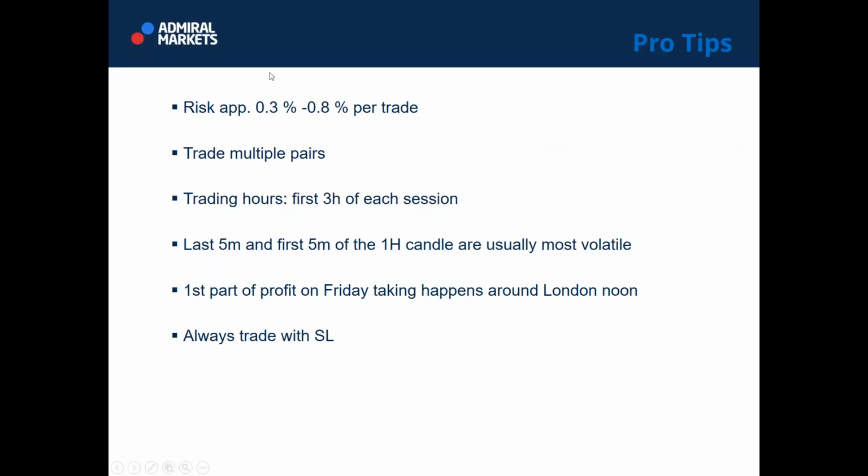Now one more slide. Actually, risk approximately 0.3 to 0.8 per trade. When you are familiar with the system, then you can go with 1% or 2% per trade. Don't go above 3% per day. So do not overtrade. If you go with low risk, this will give you more chances to trade while still being within the risk limits, guys.